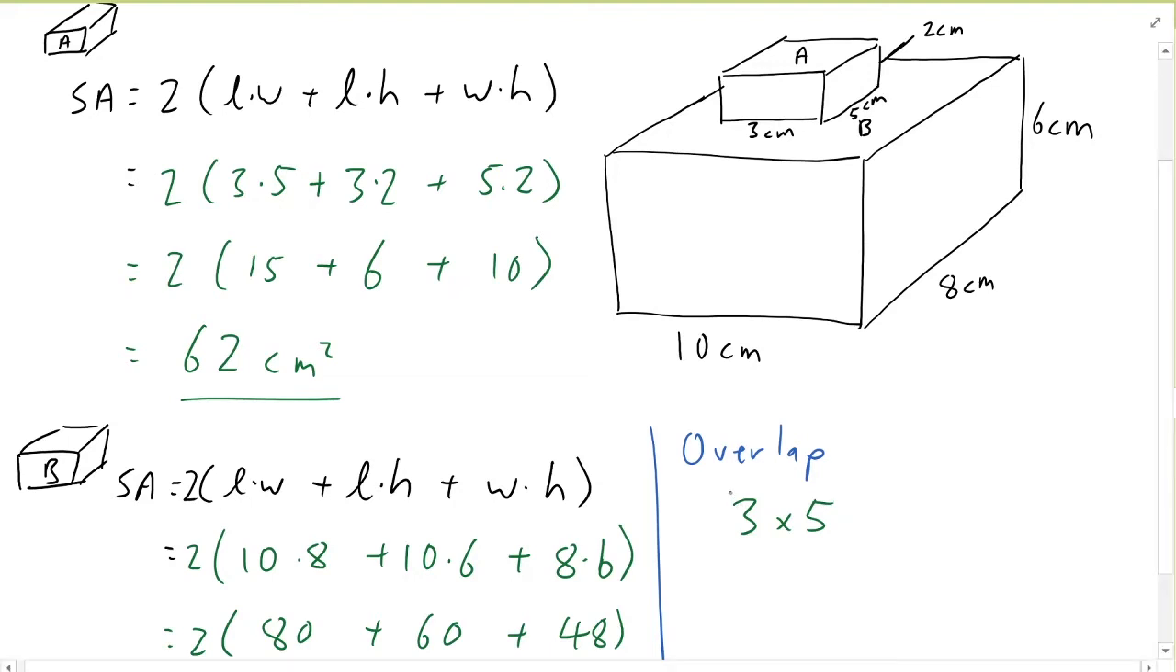So this 3 times 5, I'm actually going to double because both of those get covered up. So this gives me 30 square centimeters. And this is the part that is between A and B. If you were to glue these boxes together, this is where the glue would go, and this is the part that's no longer part of our surface area.